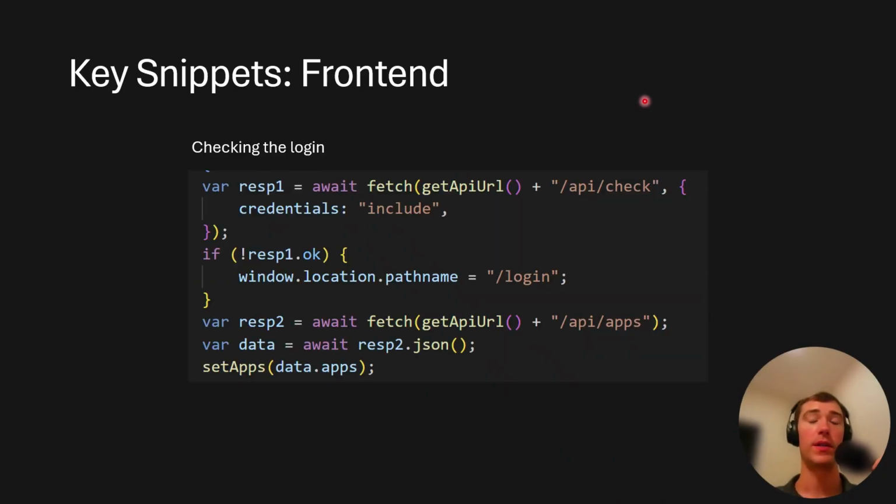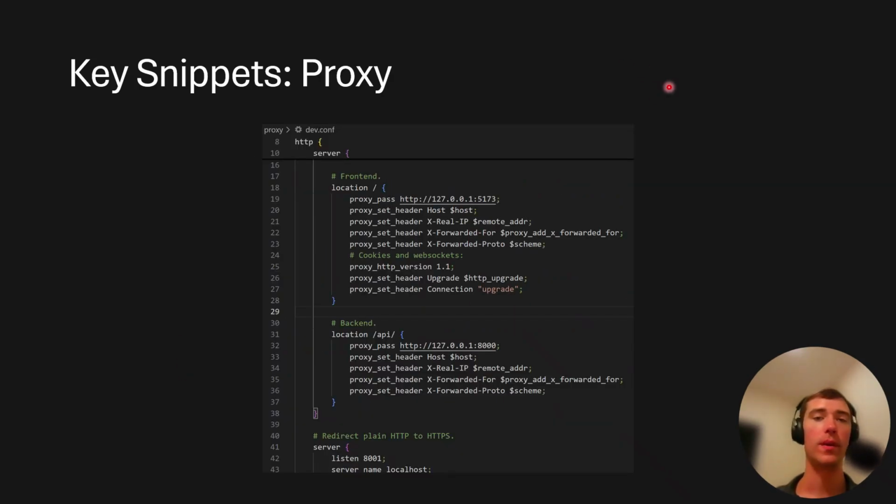Now, an example of a protected route on the front end: my homepage here checks that you're logged in. It just goes to this API check route, and if it's okay, then, or rather if it's not okay, it redirects you to the login page so you can log in. Otherwise, it will make that request to the actual protected route and get you the JSON and set the screen properly.